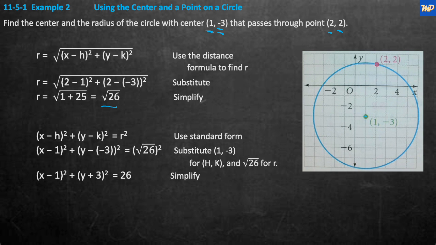So now we simplify, which is, we're going to just write (x minus 1) squared plus (y plus 3), which is minus a minus 3, right? Plus 3 squared is equal to the square root of 26 squared is 26. Okay, I think that worked out pretty good.